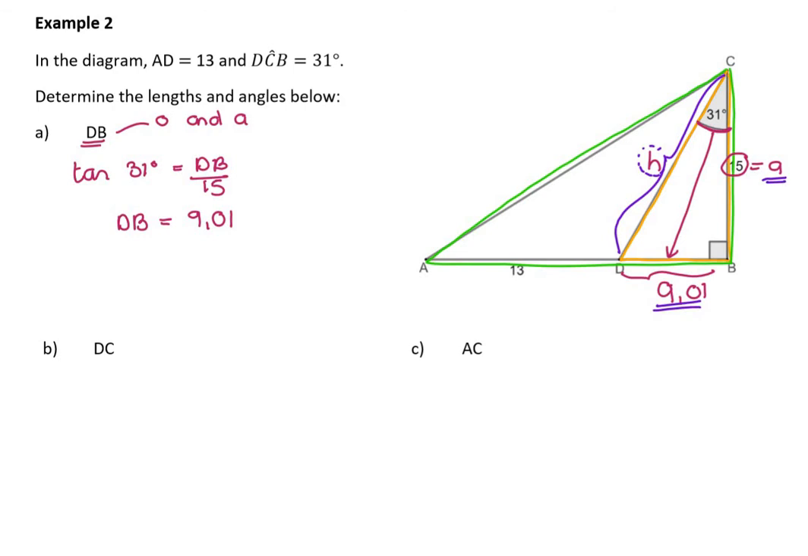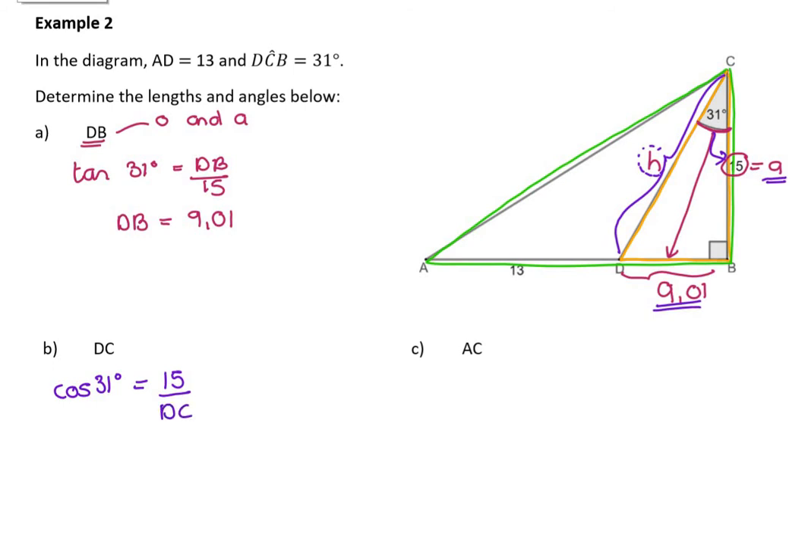So I could use sine or cos. I would prefer to use cos in this instance, simply because I have the adjacent side. The adjacent side is 15. Remember, it's adjacent to 31. So cos of 31 would be adjacent over hypotenuse, which is DC.